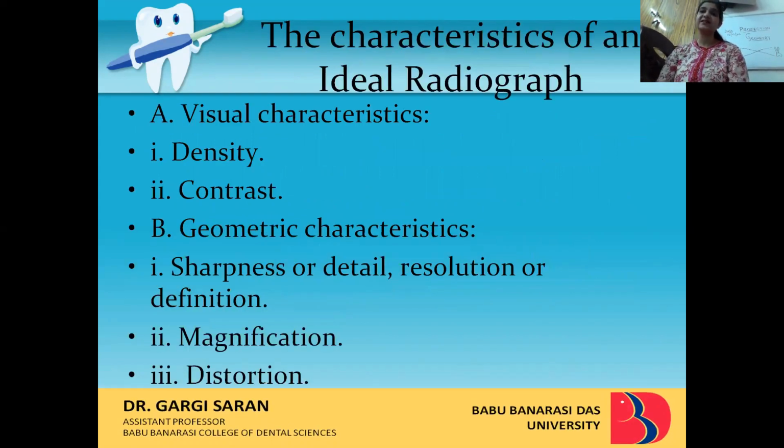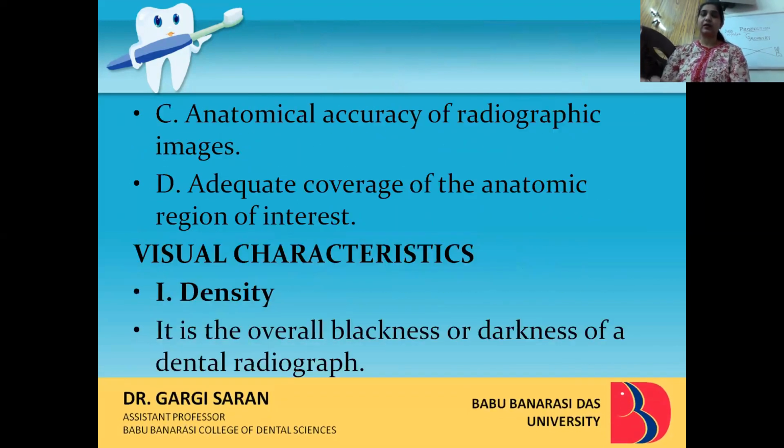The characteristics of an ideal radiograph can be broadly classified into three categories. The first is the visual characteristics, that is density and contrast. The second category is geometric characteristics, that is sharpness or detail, resolution or definition, magnification and distortion. The third category is anatomical accuracy of radiographic images, adequate coverage of the anatomic area of interest.